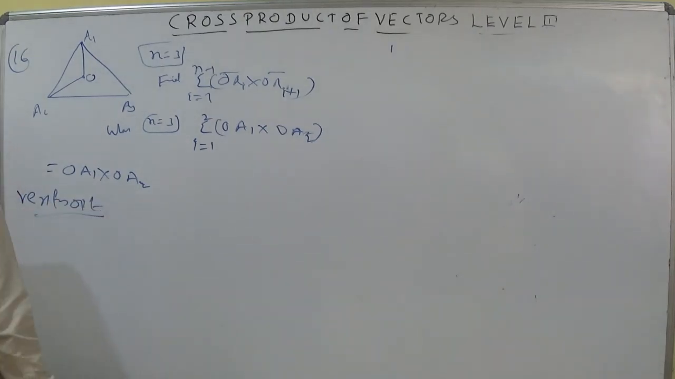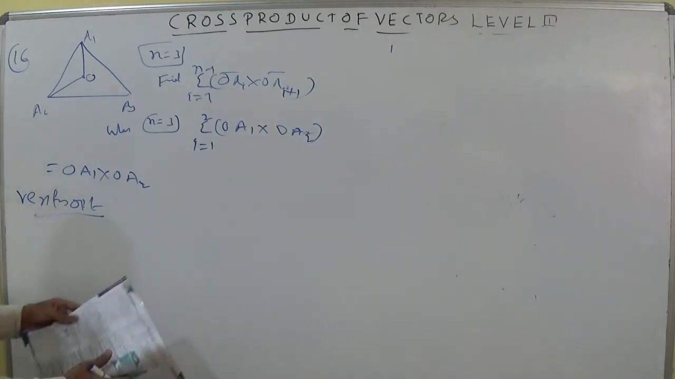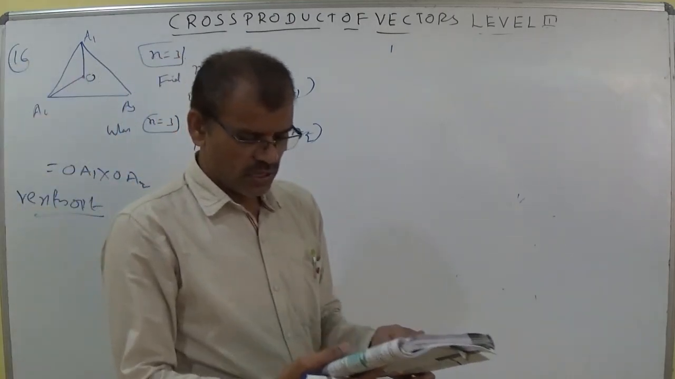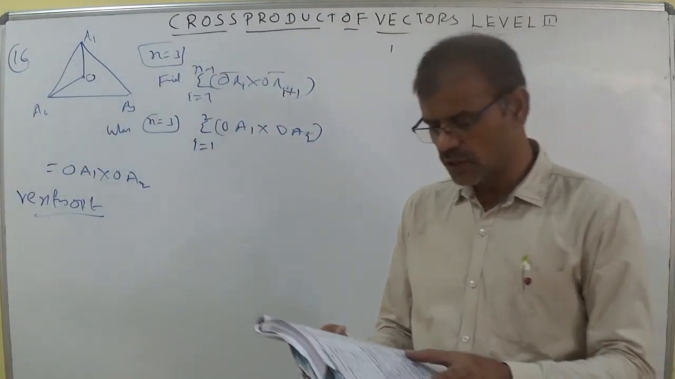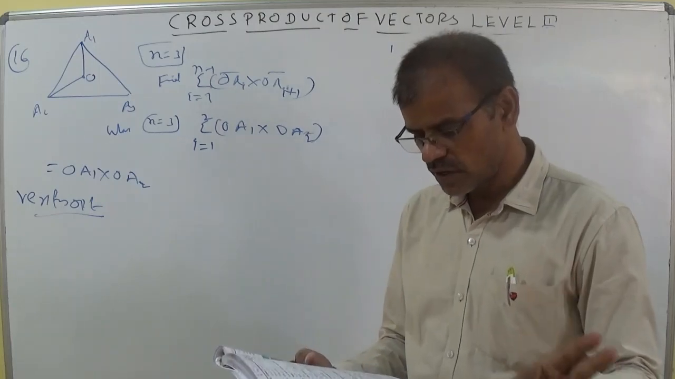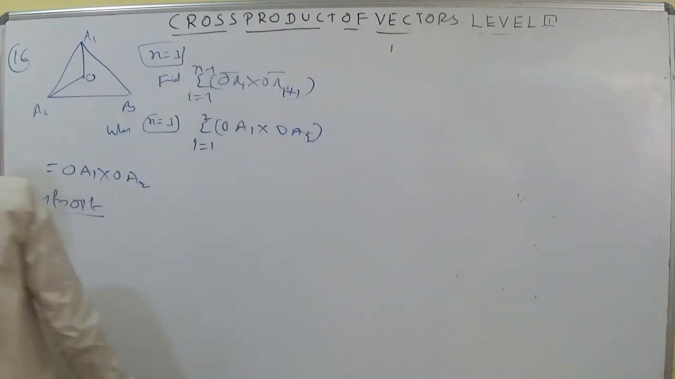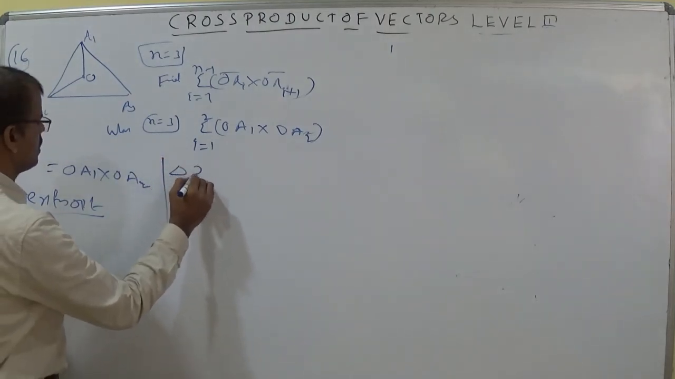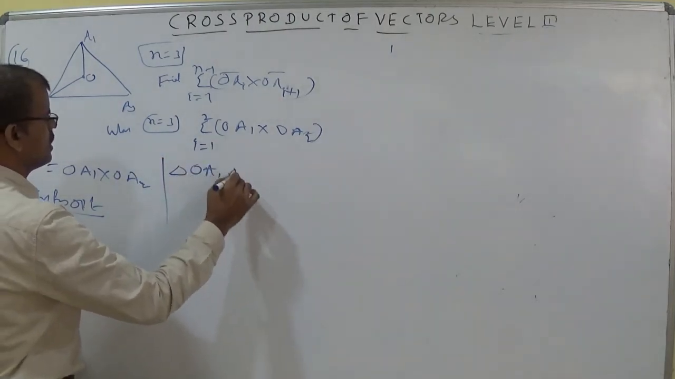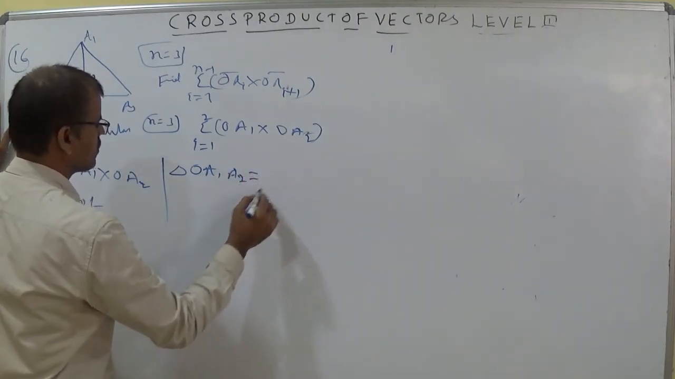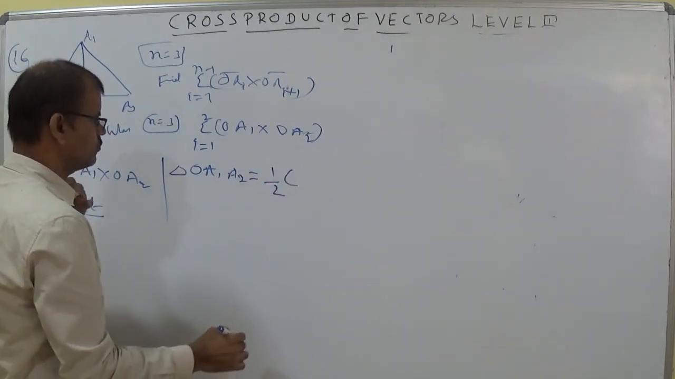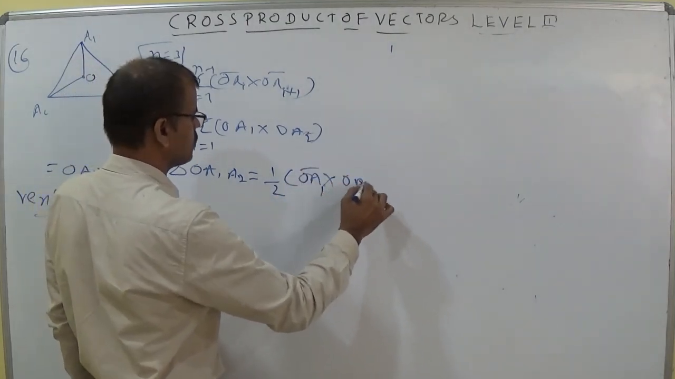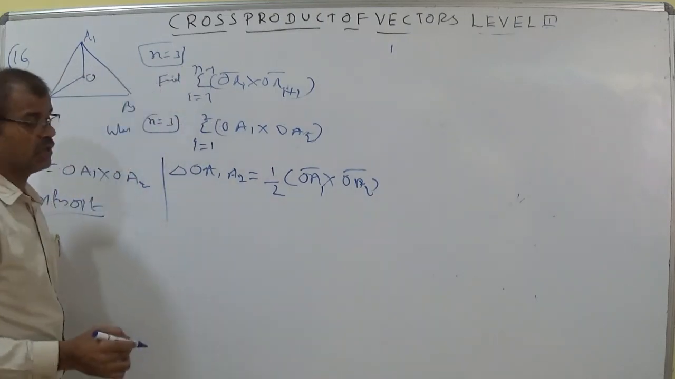Verify options. N is equal to 3 we have taken. So n minus 1 becomes 2. N plus 1 is 4. Only fourth option or third option. OA1 cross OA2, only third option is apt. So how can you say? Let us discuss about the area of triangle OA1A2. Regarding area of triangle, the formula is 1 by 2 into OA1 cross OA2.